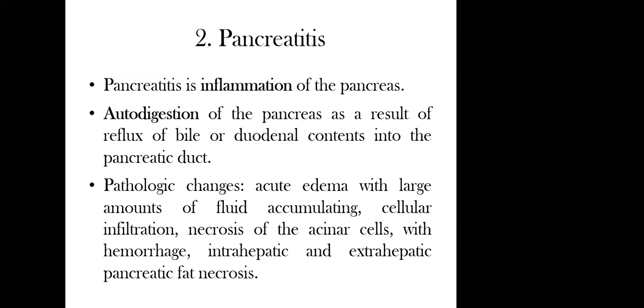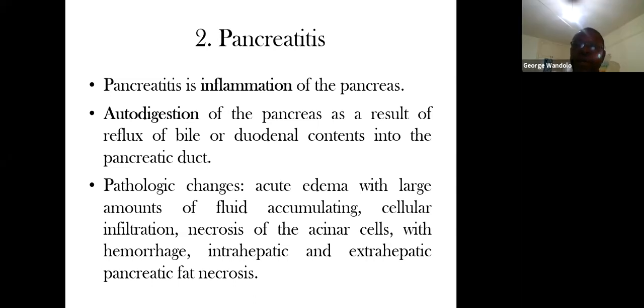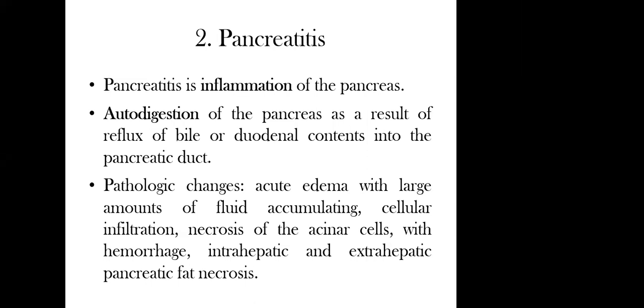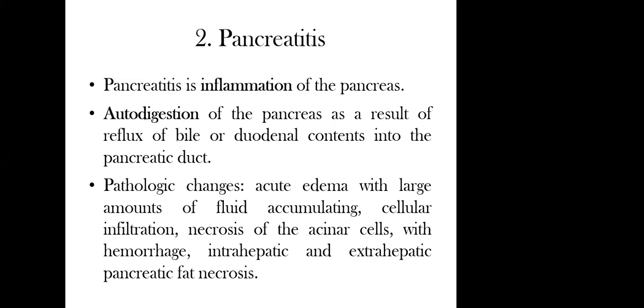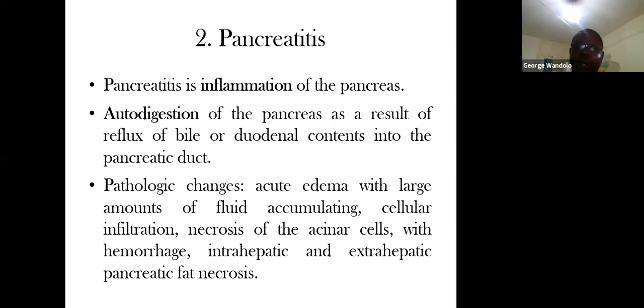So pathological changes that occur in this disease include edema with large amounts of fluid accumulating. There is also cellular infiltration, necrosis of the acinar cells, and sometimes hemorrhage. This hemorrhage is intrapancreatic or extrapancreatic, and there's fat necrosis within the pancreas. So the pancreas, when inflamed, becomes edematous with large amounts of fluid accumulating, with cellular infiltration, and cells die within the pancreas. So it is a very extensive disease in the acute process.